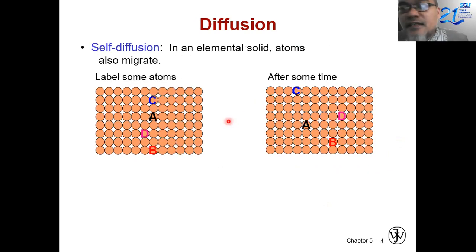In elemental solids, on the other hand, even though they are of the same material, of the same element, it doesn't mean that diffusion does not occur due to temperature or other things. Atoms can still move around. So they do not reside at the same location all the time. For example, if we label some atoms within this material like this, C, A, D, B, atom C may move from its original position after some time to another position. D will move also to another position. A moves to another position. B to another position. So this happens all the time.